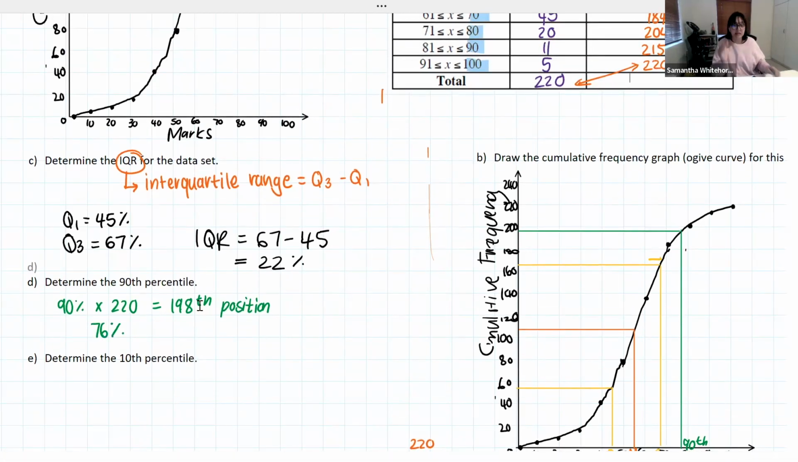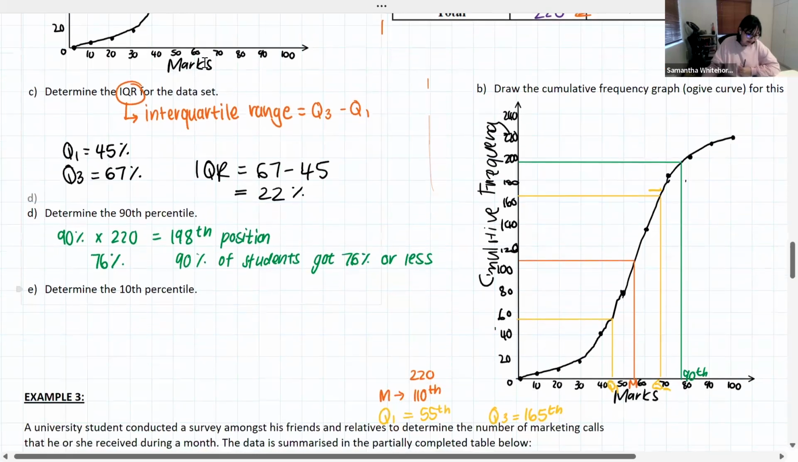What that means is 90% of students got 76% or less for this test, because remember 90% includes everyone below. We could then go on the flip side and say 10% of students got more than 76%.